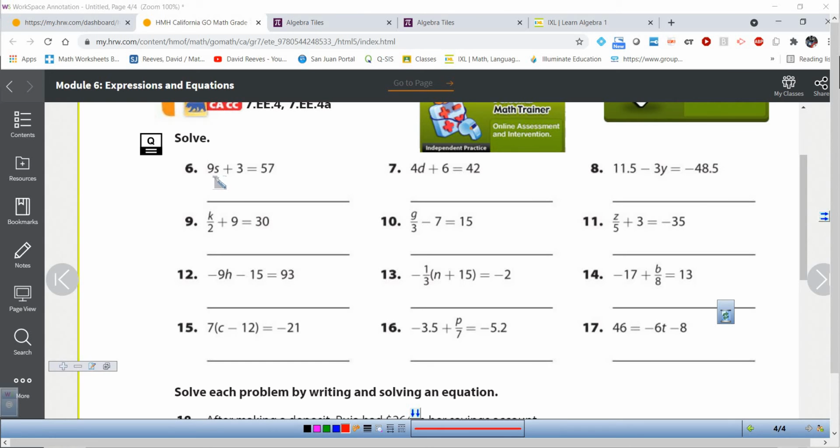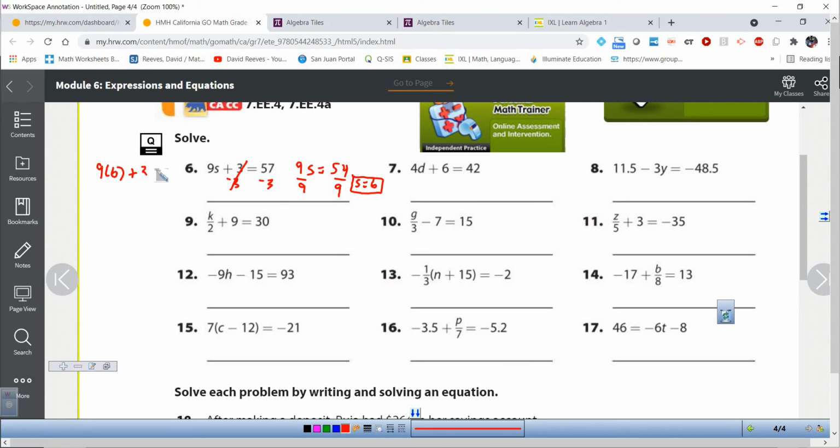We're going to subtract 3, and then we're going to divide by 9. And remember, whatever you do to an equation, you do to both sides. All right, so I get 9s is equal to 54. The inverse of multiplying by 9 is dividing by 9. And I'm going to get s is equal to, well, 54 divided by 9 is 6. So 6 should be the value of the variable that makes this equation true.